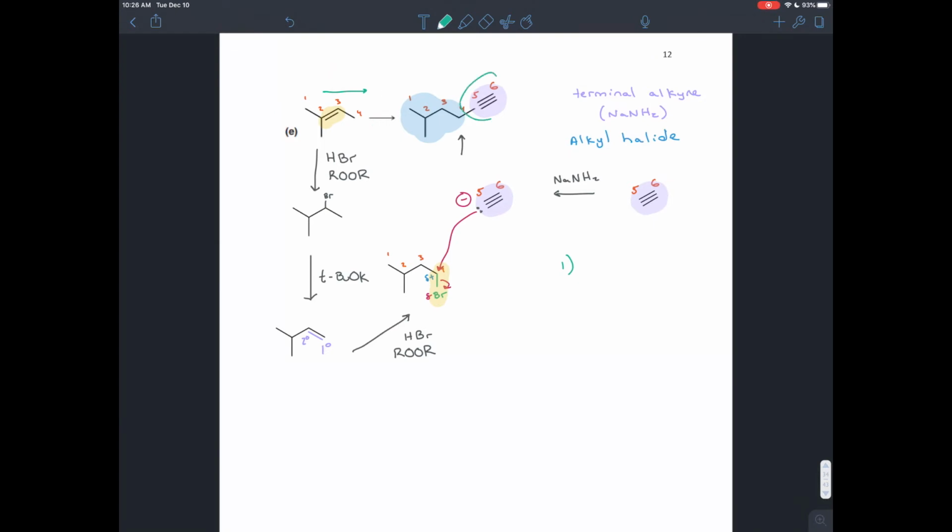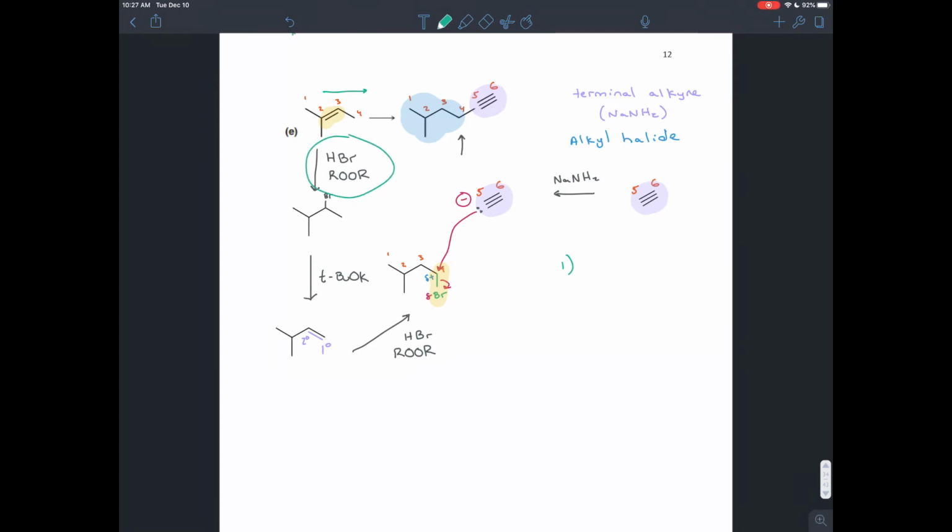an alkyl halide. We saw that the reactive part of the final molecule was between carbons 5 and 6, which wasn't on the original molecule. That's carbons 1 to 4. So 5 and 6 will be the terminal alkyne, and carbon 4 would have to be turned into the alkyl halide. So we needed to get a halogen on carbon 4. To do that, the reactive part of the molecule to begin with was between carbons 2 and 3, so we had to walk it over to carbon 4.